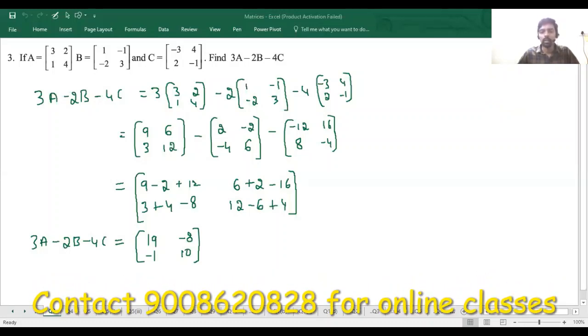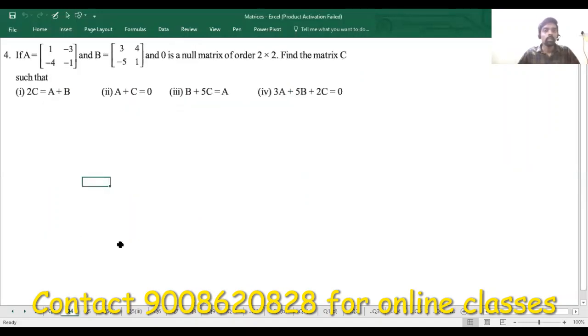So guys, I'll go to question number 4. Okay, so now question number 4, please read once. If A equals 1 minus 3 minus 4 minus 1 and B equals 3 4 minus 5 1 and 0 is a null matrix of order 2 cross 2, find matrix C such that subquestion 1 2 3 4.